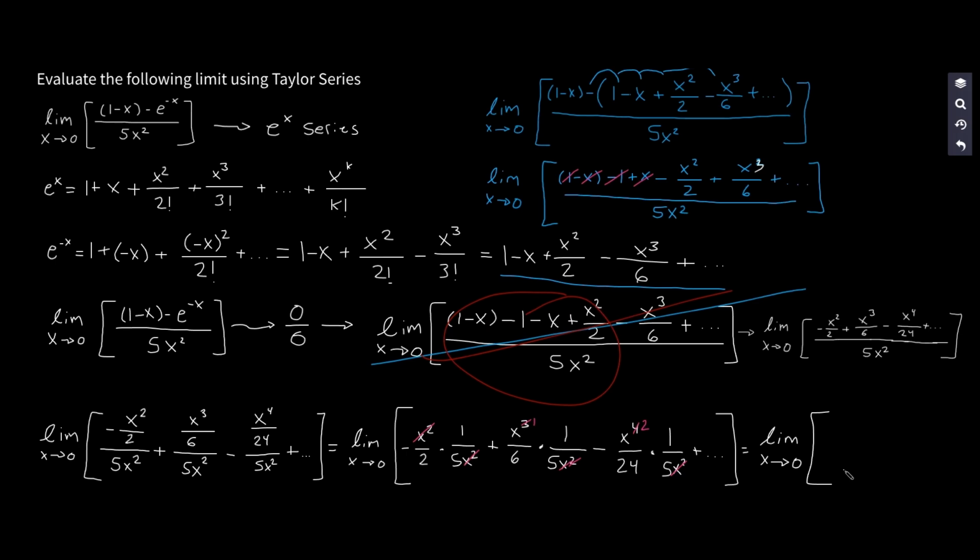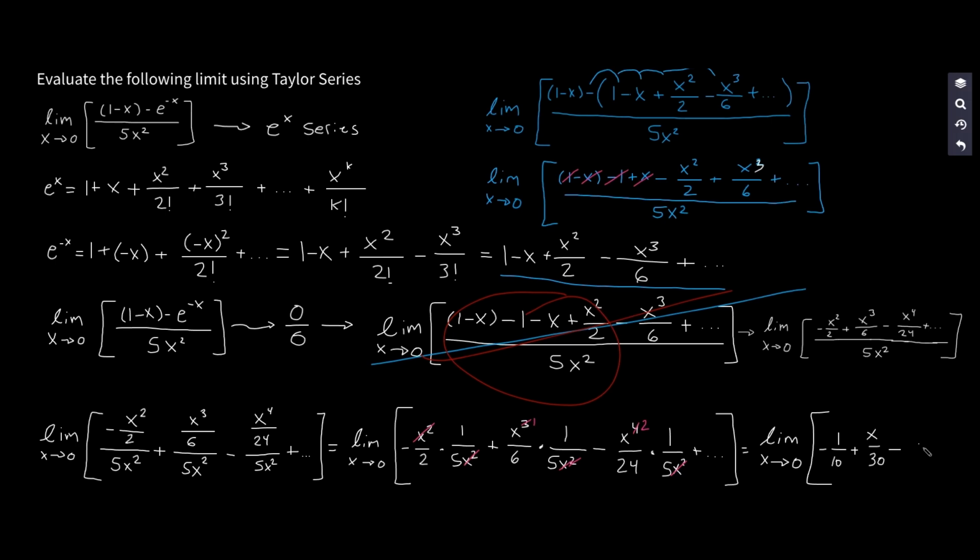The limit as x approaches 0? Well, this is going to be negative 1 over 2 times 5, so negative 1/10, plus, well, there's one more x left. Then 6 times 5 is 30, so x over 30, minus, because it alternates.